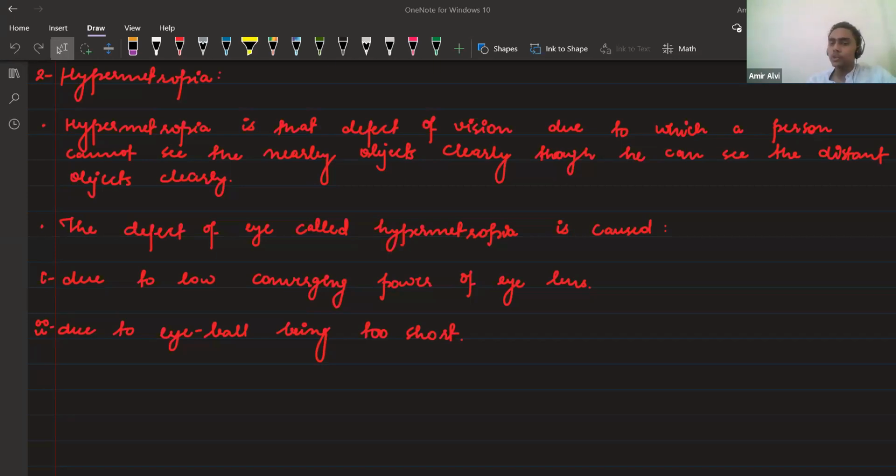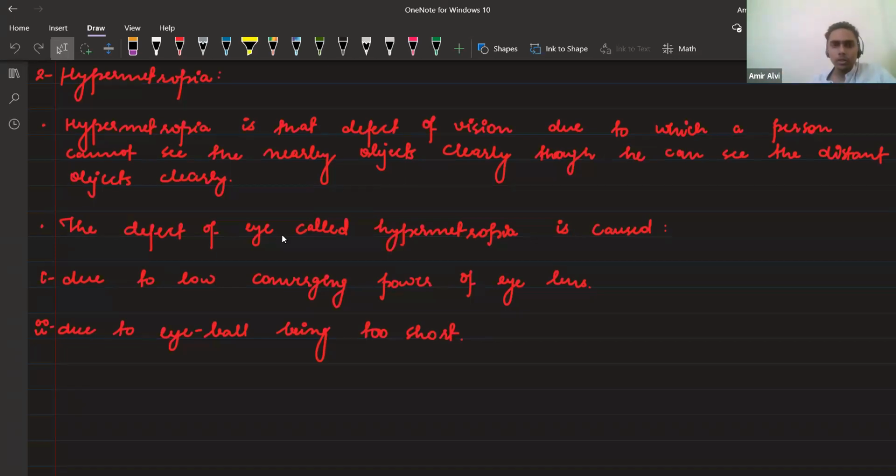The factors behind hypermetropia are that the converging power of the eye lens has decreased, or the eyeball has become too short. Two possibilities are there. If the converging power is low, the focal length has increased because the light rays will merge at a greater distance. Instead of merging at the correct point, they merge beyond the retina. These are the two factors from which the person suffers hypermetropia.